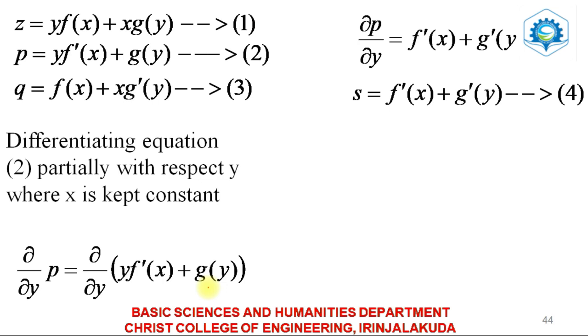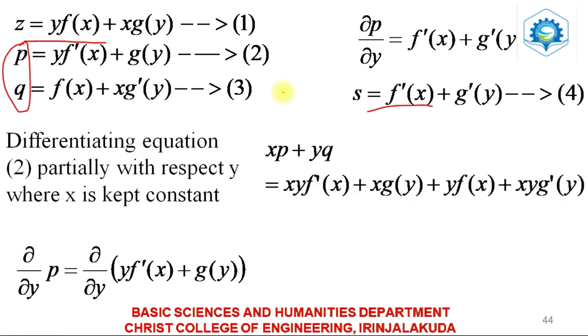Now how can we eliminate this? If we consider p and q, in p we have y f dash of x plus g of y, and in q we have f of x and x g dash of y. Our aim is to introduce z and s in a combination of p and q. We will take a combination of p and q, and inside that we will introduce z and s. Let us consider this one: xp plus yq. If we consider xp, what we will get? xy f dash of x plus x g of y, plus, and what is yq? y f of x plus xy g dash of y.